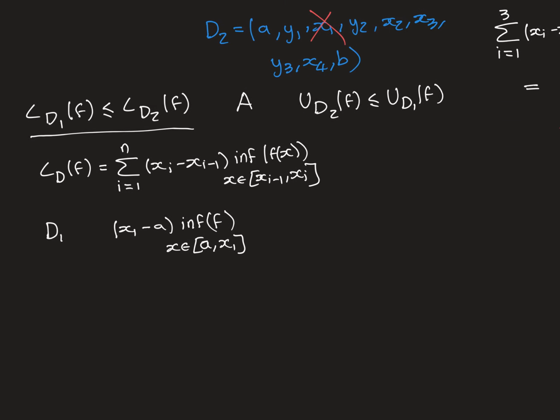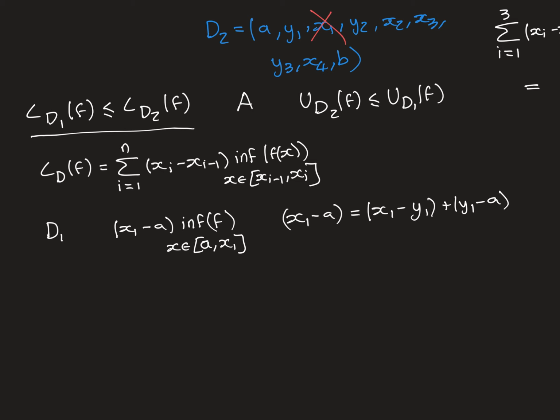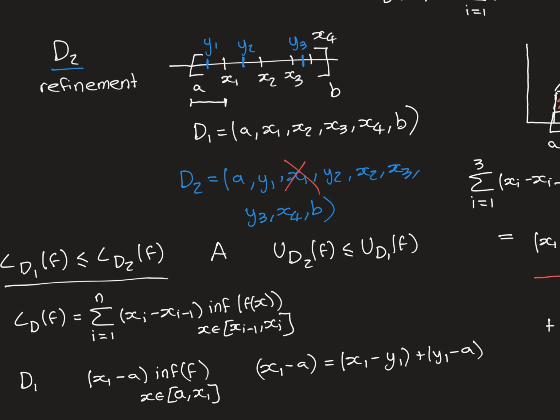So, what we could do is we could write x1 minus a, the length of that original interval, as x1 minus y1 plus y1 minus a. So what have I done there? Well, we've added in that new point, which is y1, that's a new cut. So, of course, the length of this whole interval is just the length of this bit plus the length of this bit. So I can write its length here as the length of this bit here, which is x1 minus y1, plus the length of this bit here.